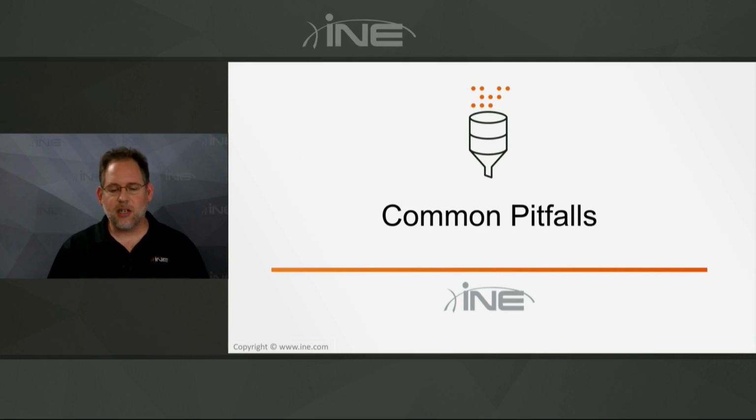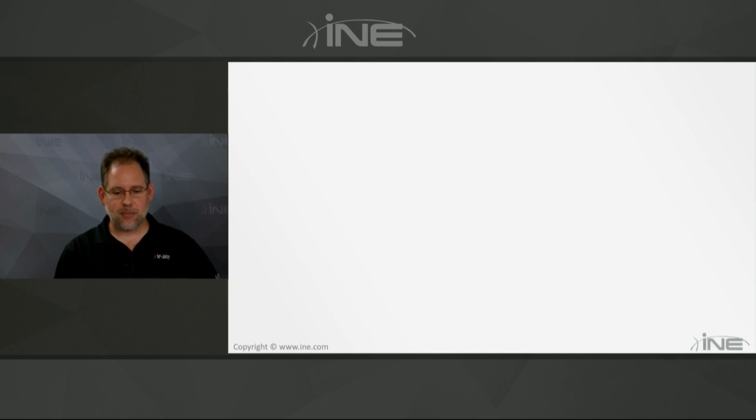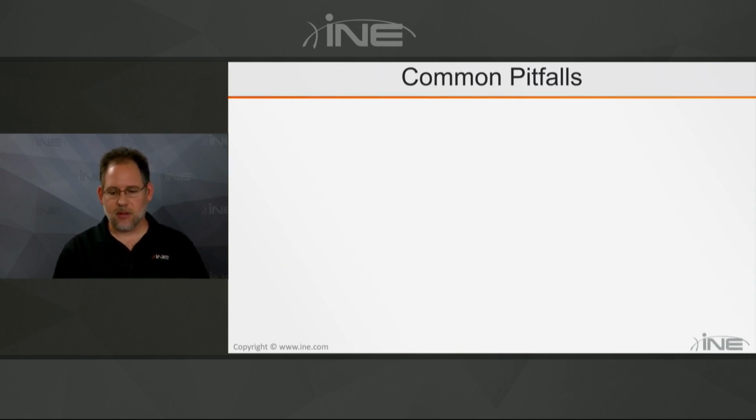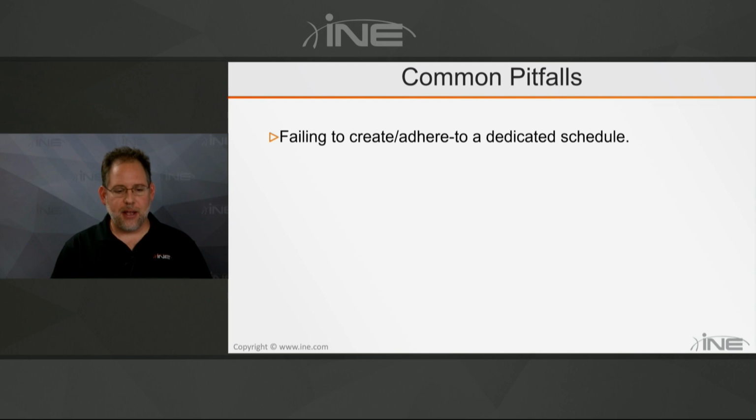So in this section, I want to talk about some unfortunate negative things that happen that derail people when they're going through the studying process. They make the studying take longer than it should or cause them to miss critical things. So let's talk about it. I've got basically 4 points I want to cover. Number 1, failing to adhere to or create a dedicated schedule.